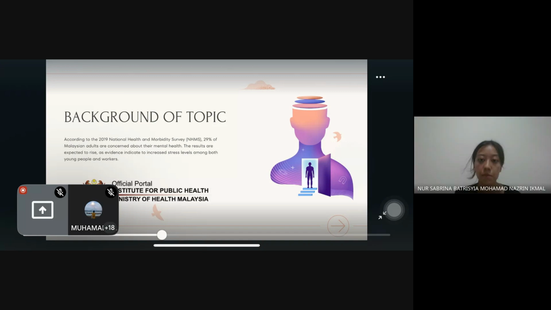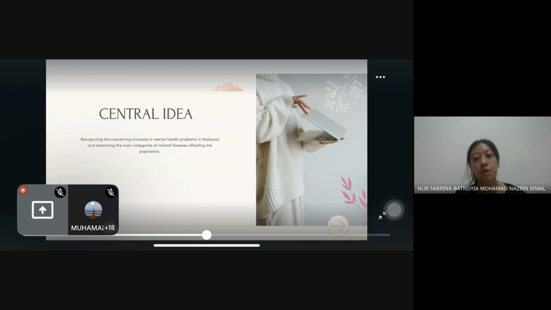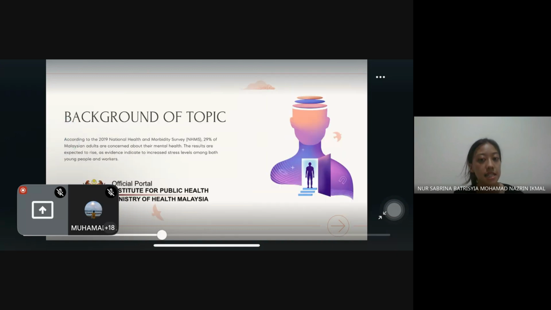Now, to give you some context, the 2019 National Health and Morbidity Survey, or NHMS, reported that 29% of Malaysian adults were concerned about their mental health. This was before the pandemic, and since then, stress levels have increased, particularly among young generations and working adults.